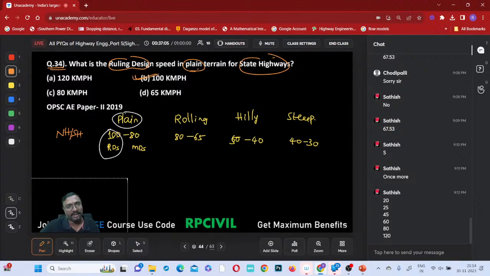Is it clear? That 120 kmph is for which one? Expressways. That is not for the national highway or state highway. That is for the expressways mainly. Shall I move on to the next one?